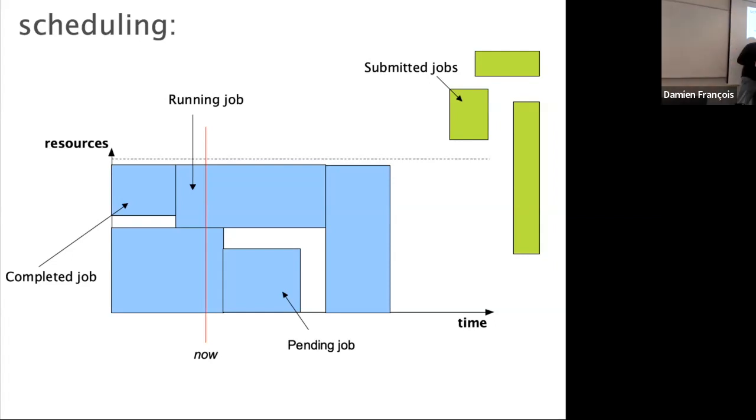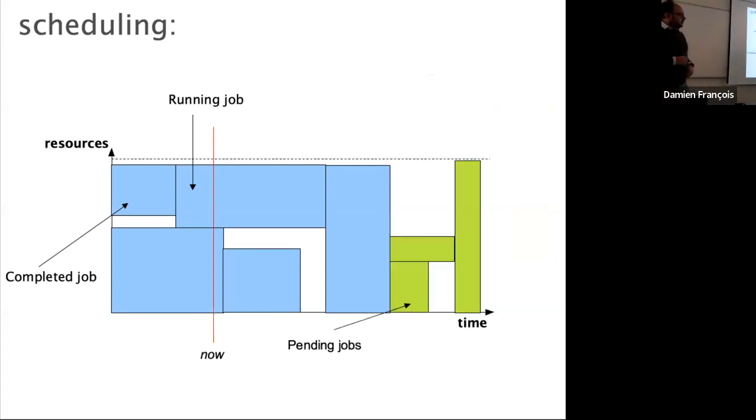These jobs are pending, so Slurm, the software, has decided that they would start next, but they are not running yet. You will have to wait for now to reach here for them to begin running. And then you have submitted jobs, which are depicted in green here. And the goal of the resource manager is to find a place for those jobs based on the resources that we have, which are not infinite.